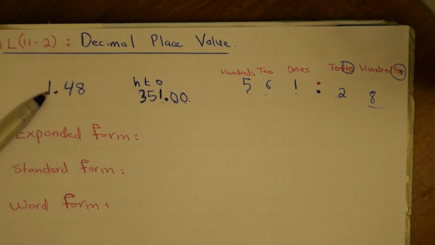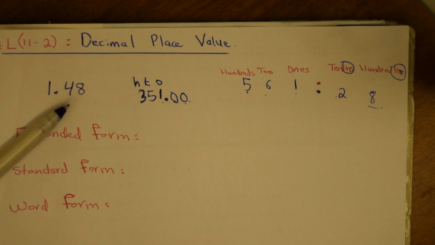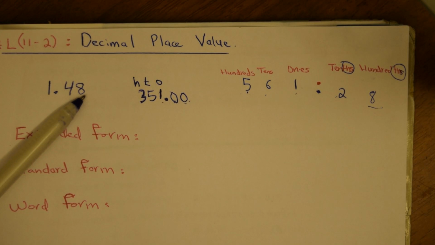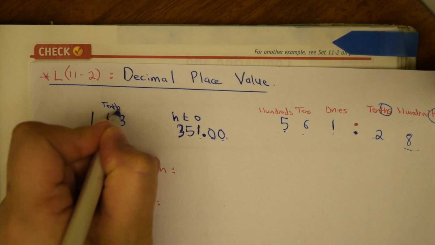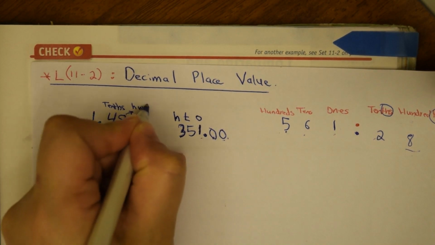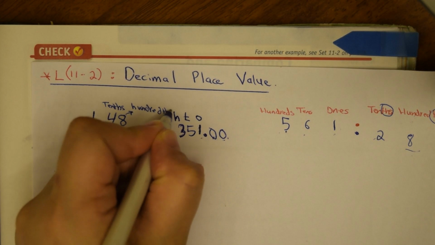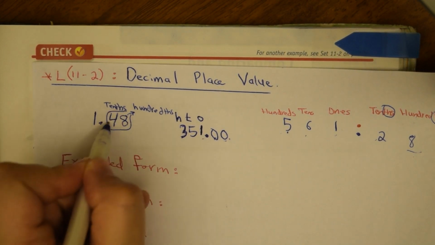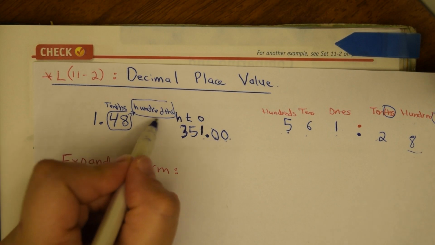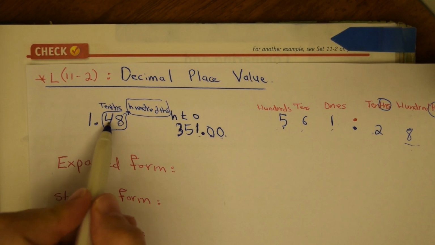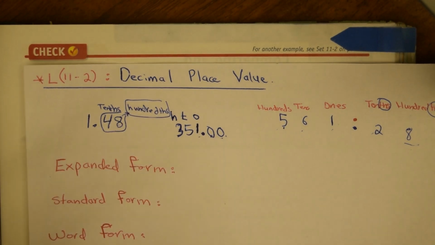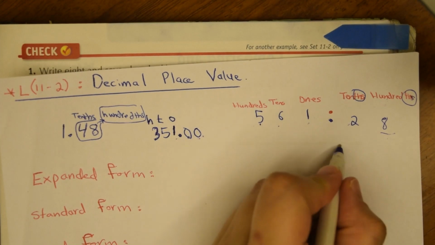Here I have this number 1 point. Before we were saying 48. Now no, we have to read it in another way. This one we will read it 1 and 48 hundredths. Okay, why? Because this place is tenths place, and this place is hundredths place. So I will read the number 48. Then what's the last place I have here? Hundredths. Then I will say 48 hundredths. So again, how I will read it? 1 and 48 hundredths.